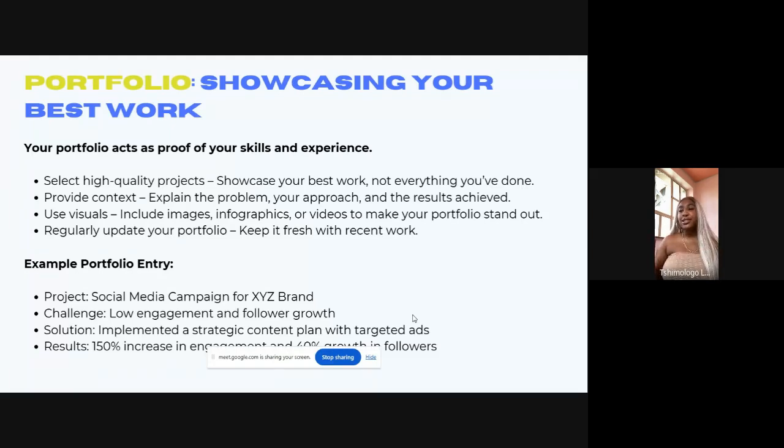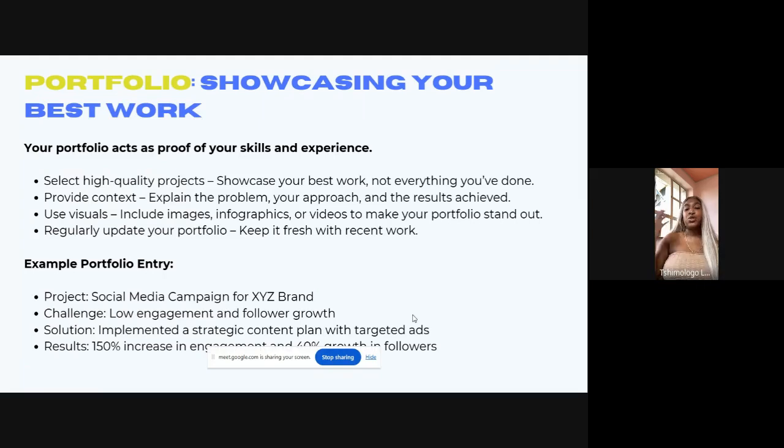But the main thing is selecting the high quality projects that you've done. So projects that you've done in the past, even if it was on a volunteer basis. The point is that you did that work and you are able to produce those services. Provide more context. So explain so that the person is able to understand what you were doing, what you were trying to achieve, and what the result was. Using visuals, obviously, to make it more visually appealing, to make it exciting to look at, to make it something that people want to engage with, and then updating it as much as you can.